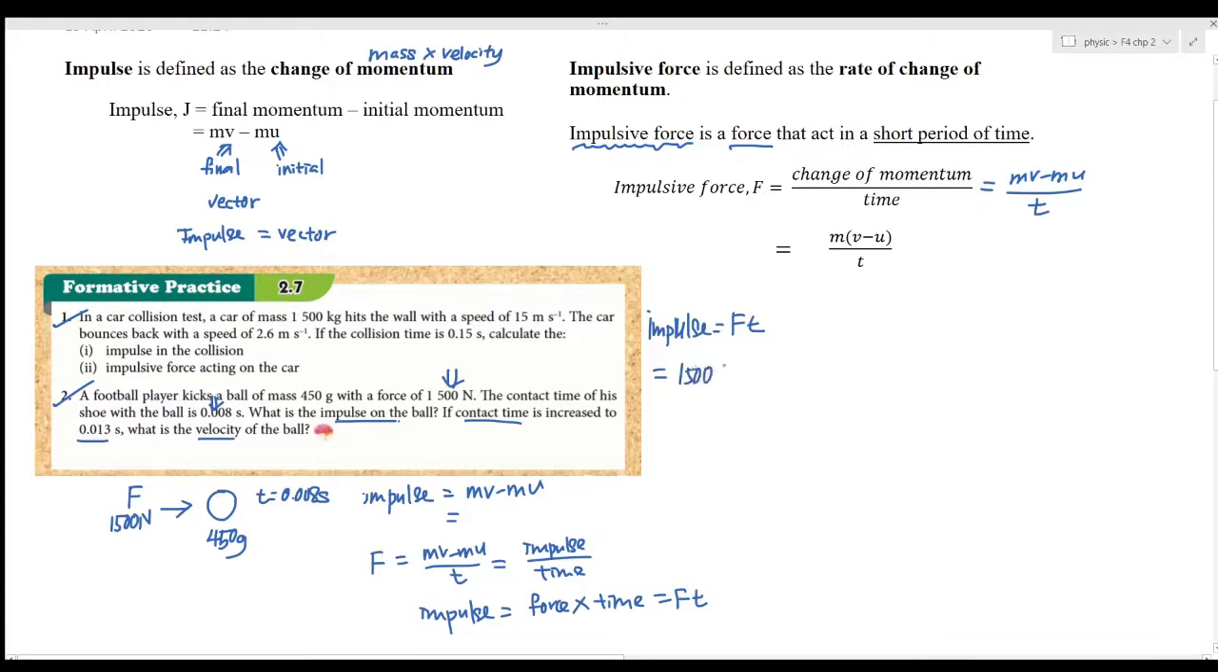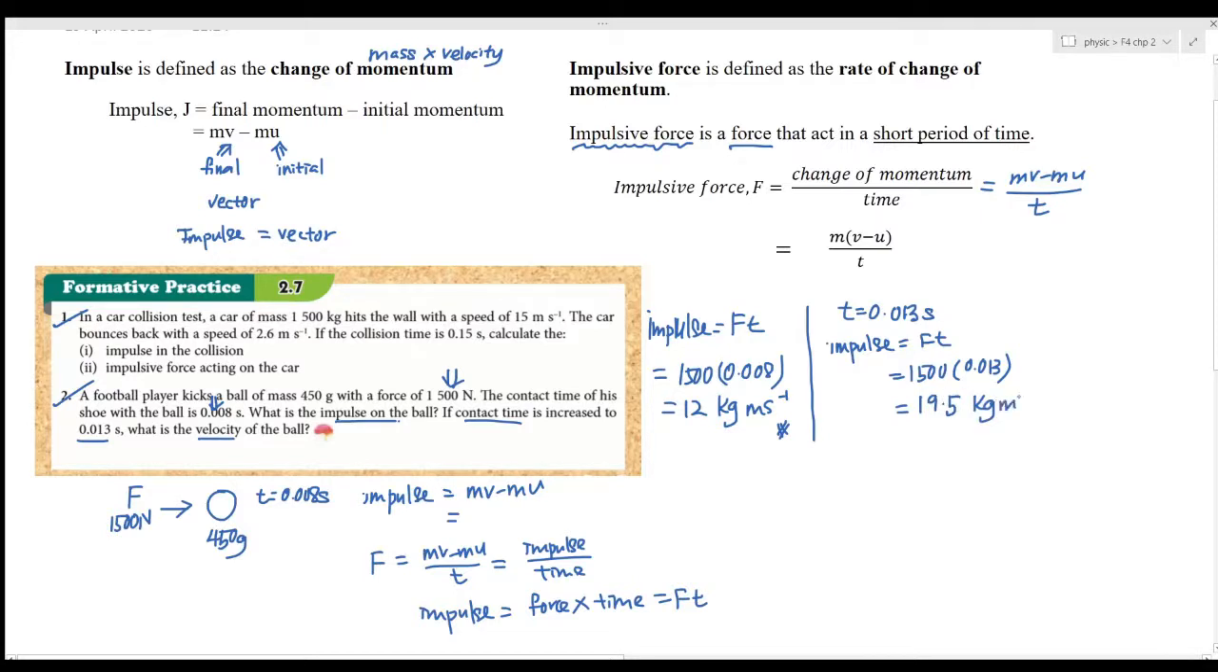The force is 1005 Newton and the contact time. So we calculate it out. This is 12 kg meter per second. Okay, this is the impulse that is transferred to the ball. Now the contact time increased to 0.013 seconds. When the contact time increases, the impulse will increase also. So in this case, the impulse that will be transferred to the ball is 19.5 kg meter per second.